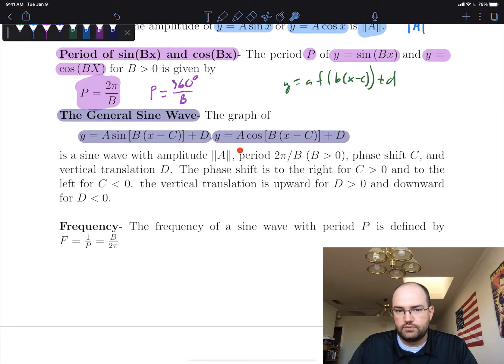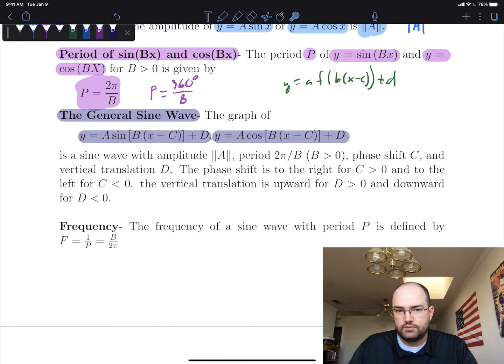So notice that inside the argument, whatever the sine or the cosine is acting upon, you need to make sure that your period, your b, is out front. In other words, there needs to be a 1 in front of the x, a positive 1 in front of the x. And if there isn't a positive 1 in front of the x, we've got a problem.